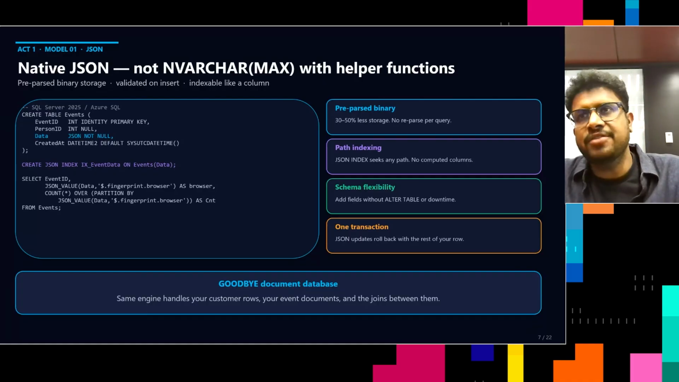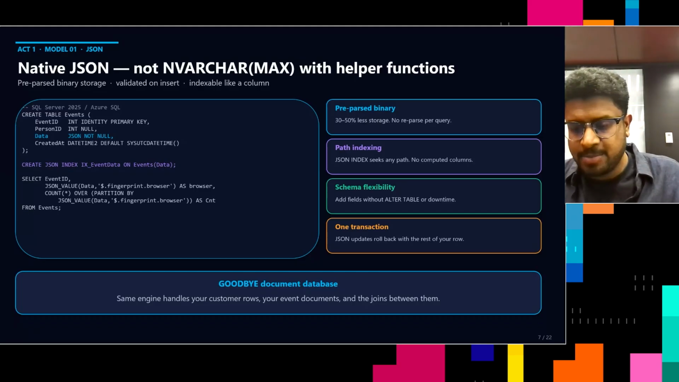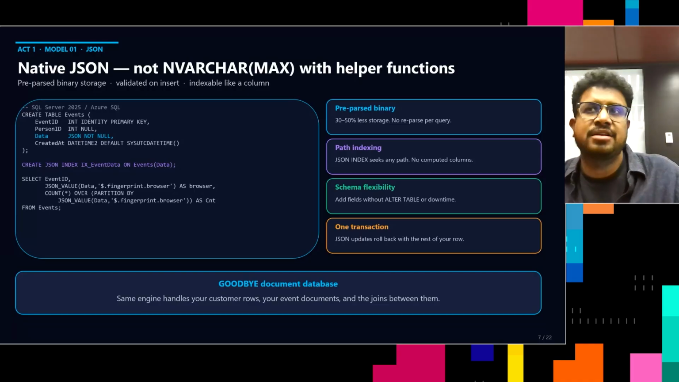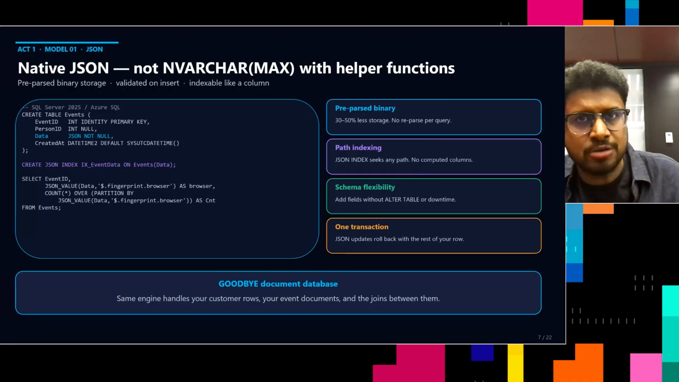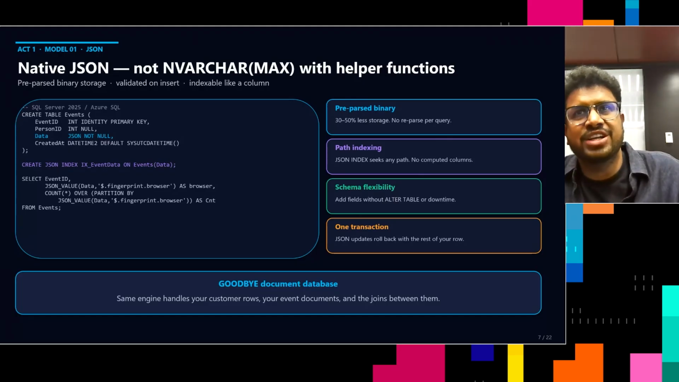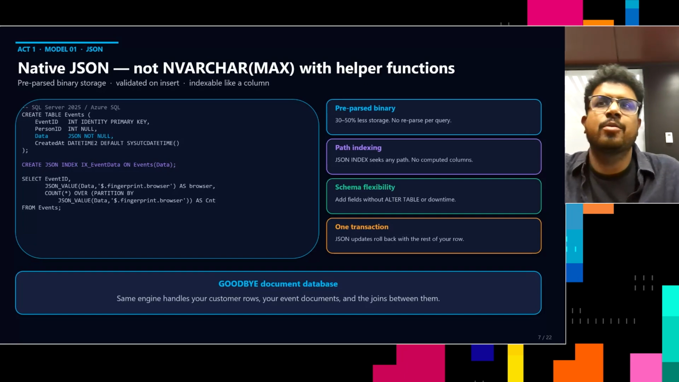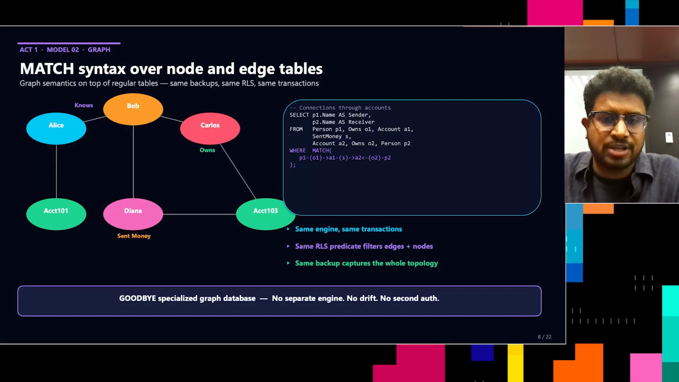We did YCSB tests internally, and we see that we are no less than any document database when it comes to JSON performance and JSON index performance. That's why, once you do this, I almost say you need not really think about having a separate document database. We can essentially say goodbye and just bank on Microsoft SQL.